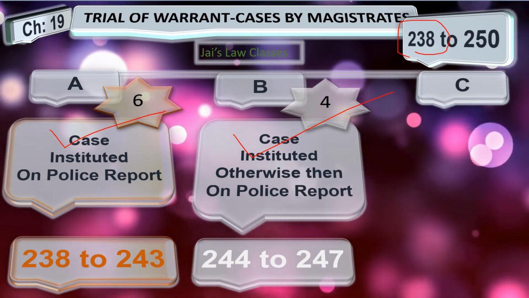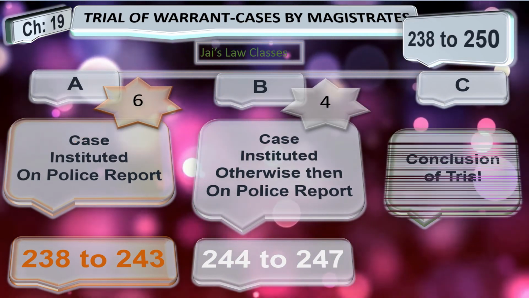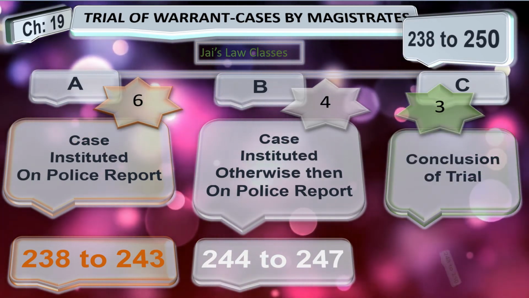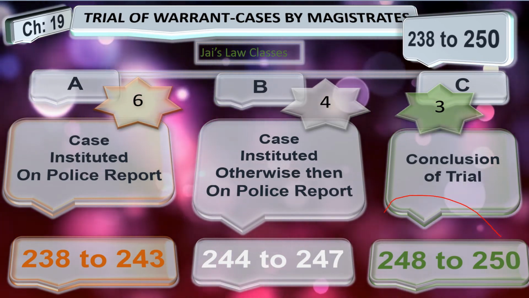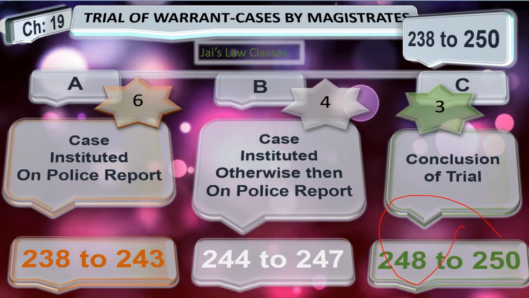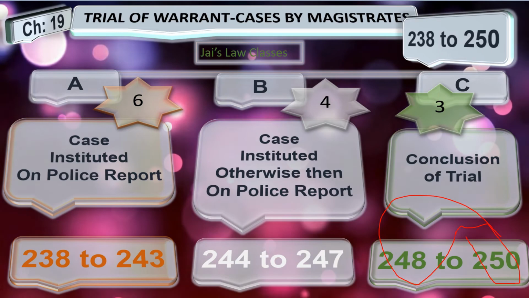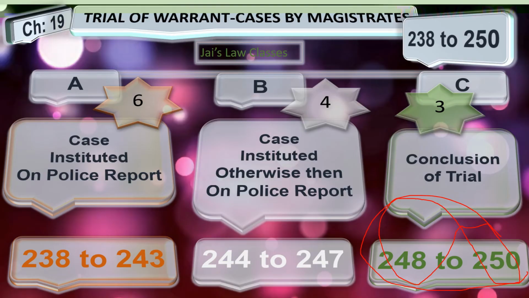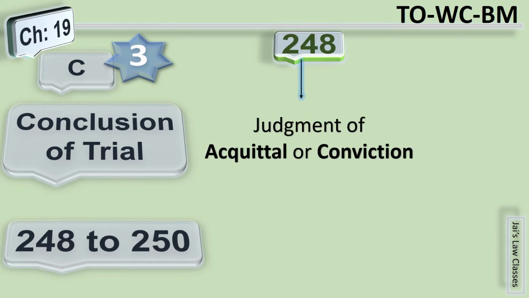Now we come to the conclusion of the trial. It goes 3 sections, section 248 to section 250. Let's cover it up. So in trial of warrant cases by magistrate, section 248 plays an important role. It is of judgment of acquittal or conviction.